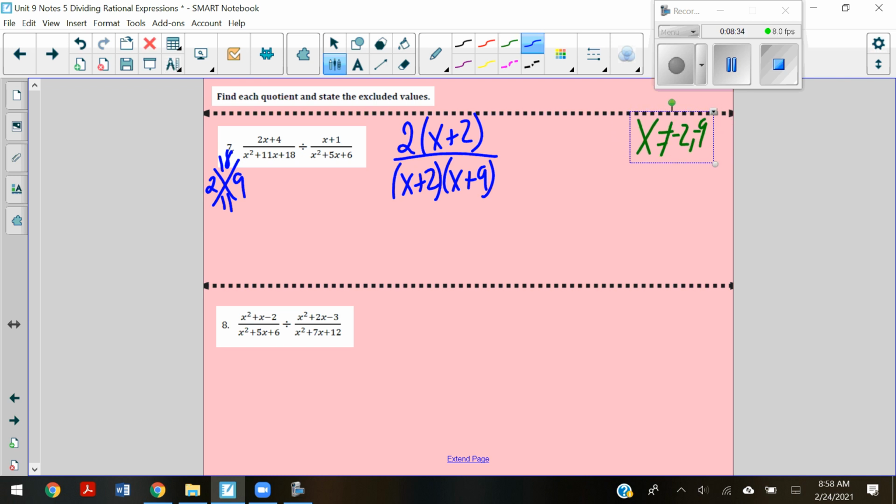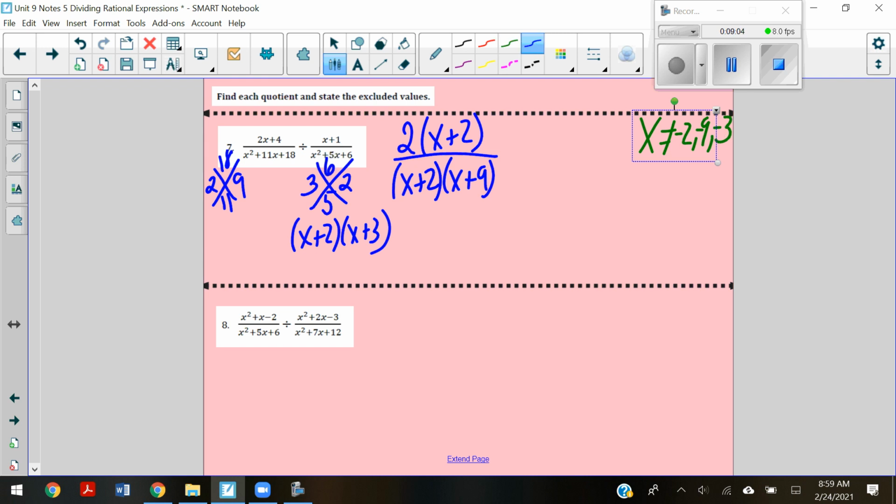So then on my side over here, I'm going to factor this to come up with my excluded values there, and then I'm going to flip it. So multiplies to 6 and adds to 5, that's a 3 and a 2. So this denominator is x plus 2, x plus 3. So again, -2 is on the no-go list, and then also I'm going to add a -3 here.